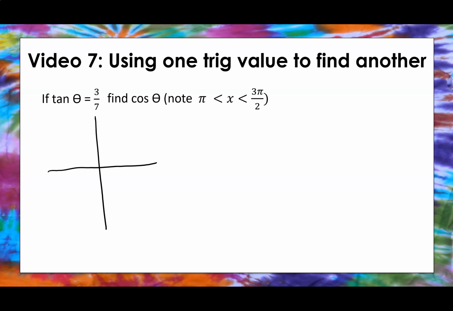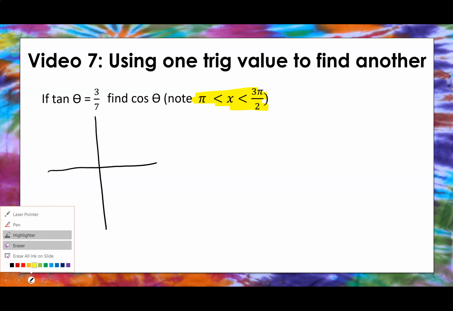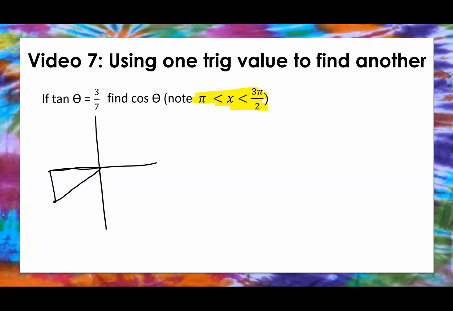I'm going to draw my coordinate grid right there, and I'm going to emphasize the fact that we've got pi to 3 pi over 2. Where's that located? If you said the third quadrant, you are correct. So I'm going to draw my triangle, which we reviewed how to do. I'm going to put my theta in here.